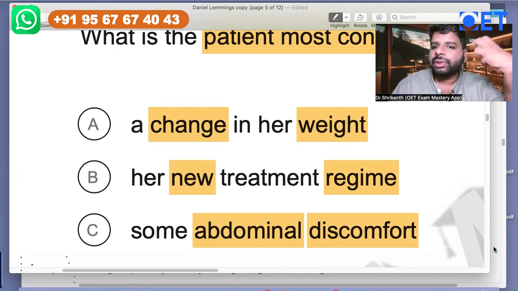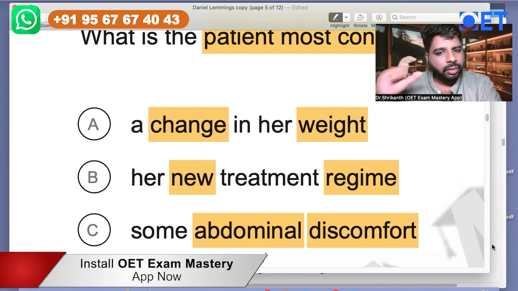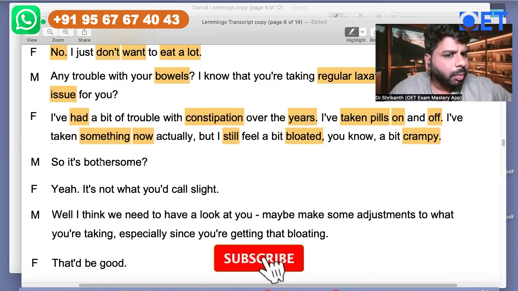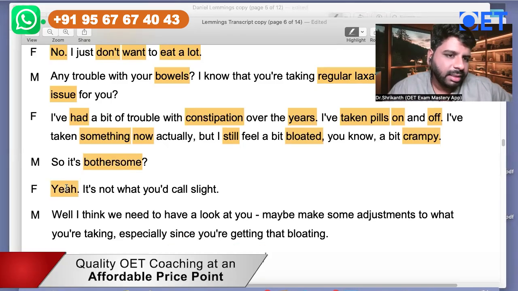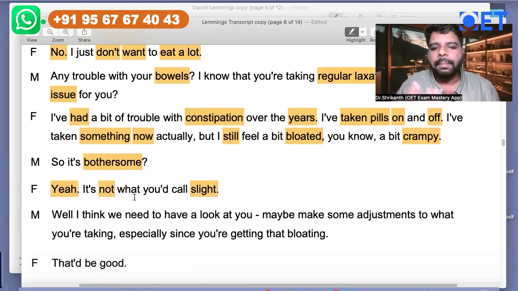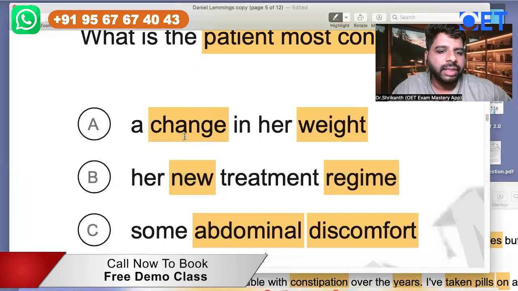Now let's see the emotional priority, right? So remember, if it is a main concern type question, you have to focus on the emotions coming from the patient. Now see, the person is asking, is it bothering you? And she is saying, yes, it is bothering her, and it's not slight. Not slight means it is not a mild discomfort. It is a very, very big discomfort. So you have basically confirmed the answer.